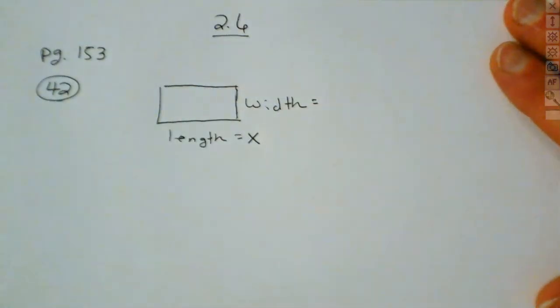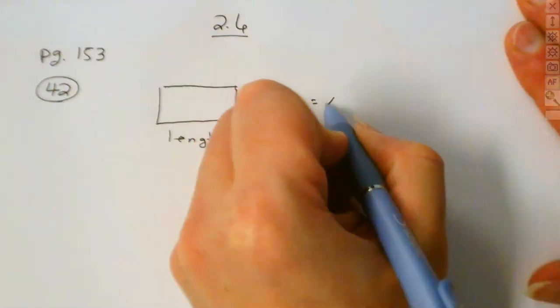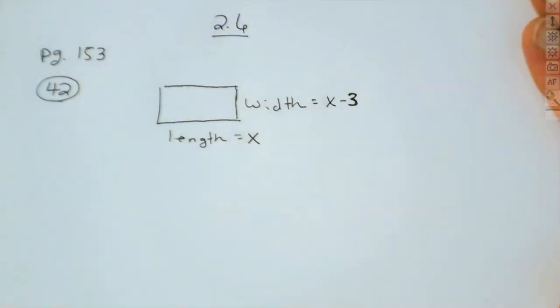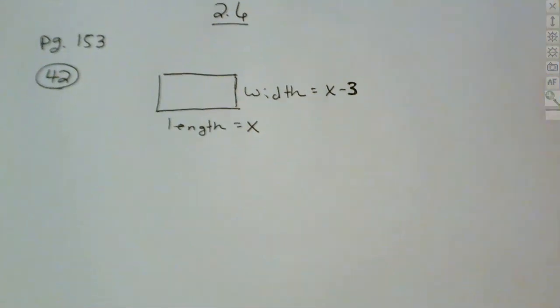Now, what about the width? It says it is 3 feet less, right? So the width would be x minus 3. You can write it out in words, but I think we've done enough of those now that you can probably bridge that gap. What else do we have? We have a perimeter is 62.